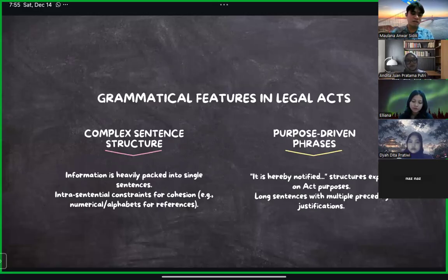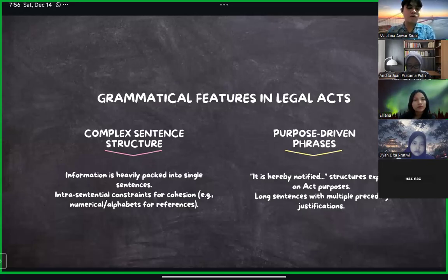Okay, the second key point is grammatical features in the legal text. The first one is complex sentence structure. The legal documents rely on densely packed sentences to convey multiple layers of information efficiently. These sentences often contain numerous clauses, ensuring all legal details are included without fragmentation. And then the second point, intersentential constraints mean that references to information within the text are linked through numerical and also the alphabetical system, as I mentioned previously, maintaining consistency and also the flow of the information.